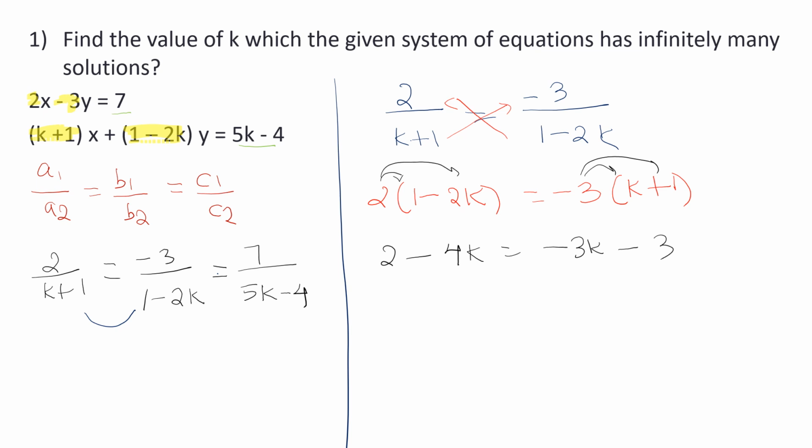So bring all your variables to one side and the numbers to the other side. The variable here is minus 3k, I'm shifting it here, and this one I'm shifting it here. So in this you get minus 4k. Minus 3k shifted to the other side has become 3k, that is equal to minus 3 minus 2. So minus 4 plus 3 is minus 1k, that is equal to minus 5. From this we can say the value of k is equal to 5.